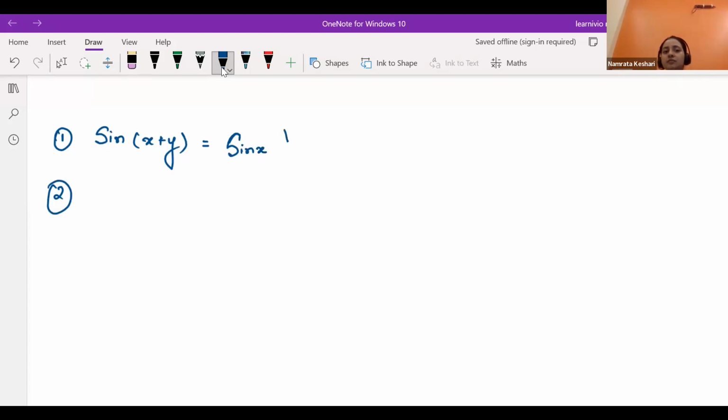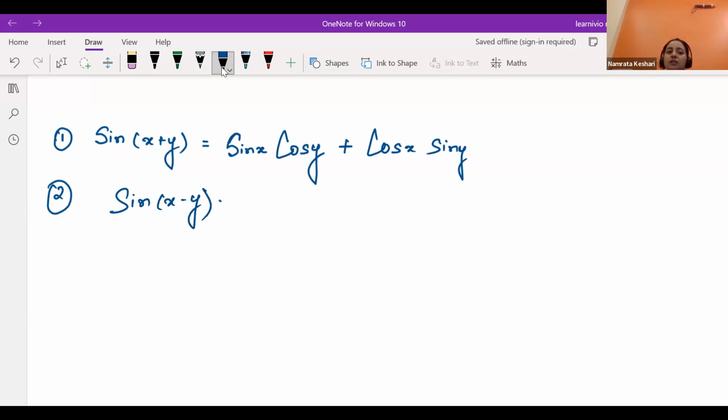Oh yes. Then plus or minus? Plus. Plus cos x sin y. Correct. Okay. Now the next formula was sine of x minus y. And the formula for that is sin x cos y minus cos x sin y. Perfect.